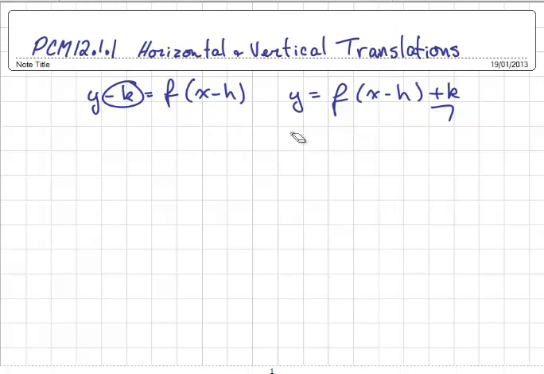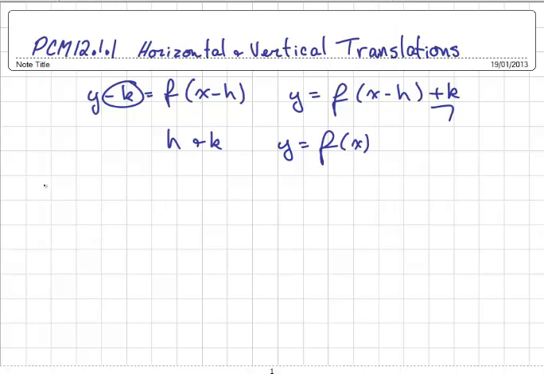And we're going to see what effect these values of h and k have on y is equal to f of x. So you'll learn how to use this function y minus k is equal to f of x minus h to sketch a graph. You'll also learn how to write the equation of a translation of y equals f of x.